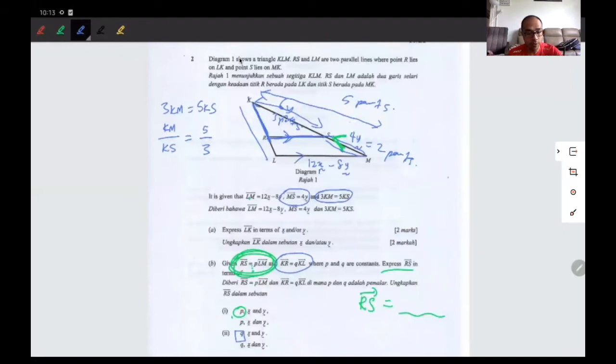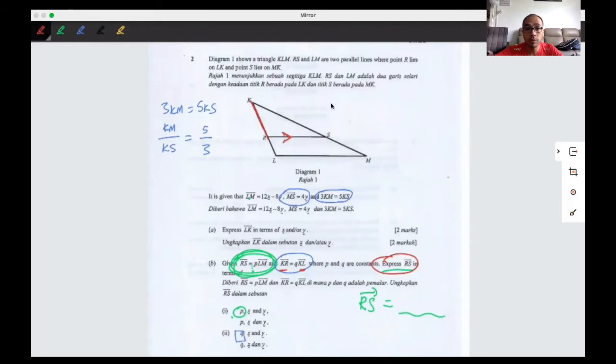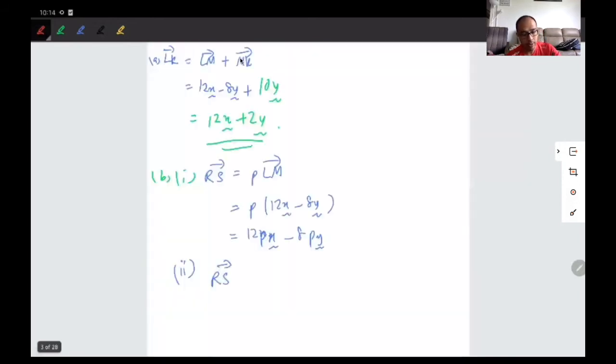If we think about it, you know what? I'm going to wrap this off because there's so many things over here. So we want RS. This is what we want because the question asks to express RS. But we are given KR and QKL, so we are given this thing KR over here. So the logical step to do would be to go from RK to KS. So we start from there. RS equals to RK plus KS.